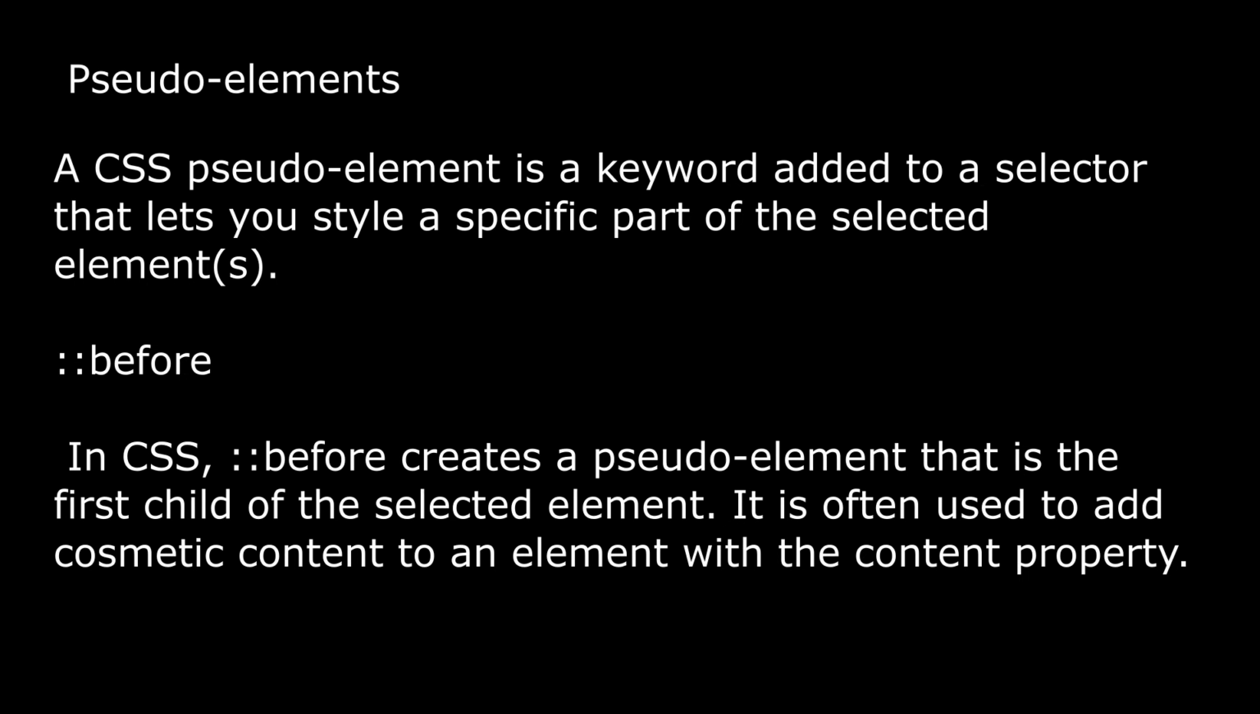Let's begin with definitions. A CSS pseudo-element is a keyword added to a selector that lets you style a specific part of the selected elements. The most common ones you'll see are the before and after pseudo-elements, which are very similar. In CSS, before creates a pseudo-element that is the first child of the selected element. It is often used to add cosmetic content to an element with the content property. So I'm going to show you how to do that in just a moment.